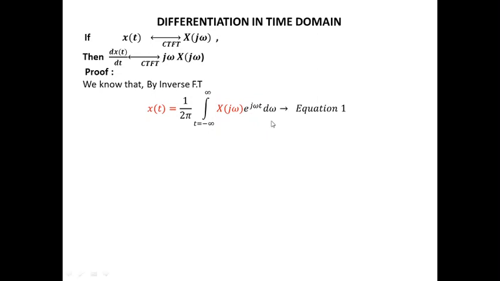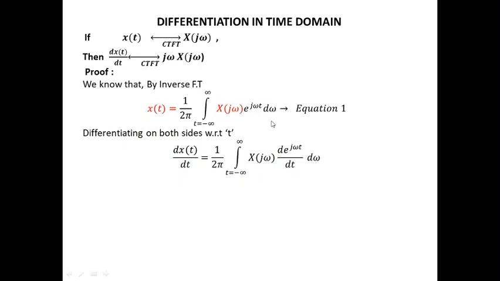Now to prove this property, differentiate on both sides of this equation with respect to t. So I will be getting dx of t by dt equal to 1 by 2 pi integral of X of j omega d by dt of e power j omega t d omega. Here, which is dependent upon t? Only e power j omega t is dependent on t. So when you differentiate with respect to t, you will be getting e power j omega t multiplied by j omega.